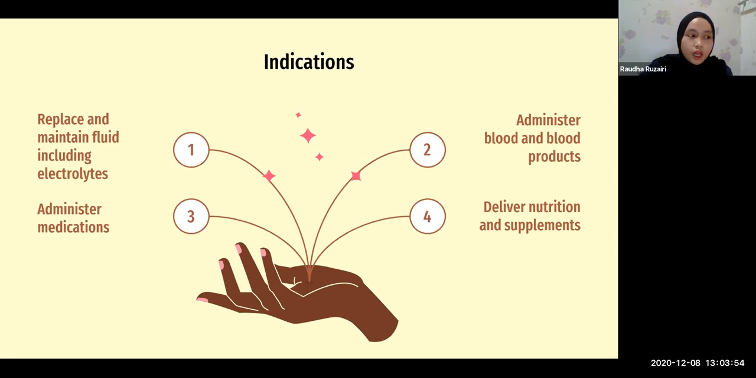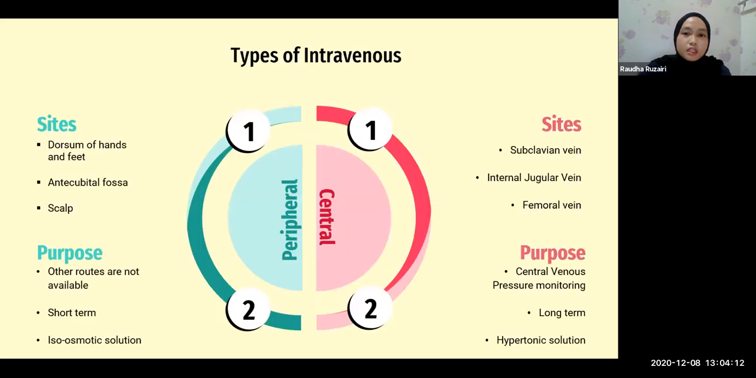by other routes. However, usually most children do not need vascular access for drug or fluid therapy because the medication can be administered orally, transmucosally, or by inhalation. And also finding veins might be challenging due to the small size of the vessels. And these are the types of intravenous. We have peripheral intravenous and also central intravenous.